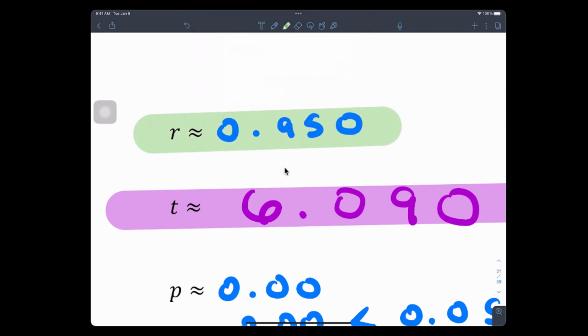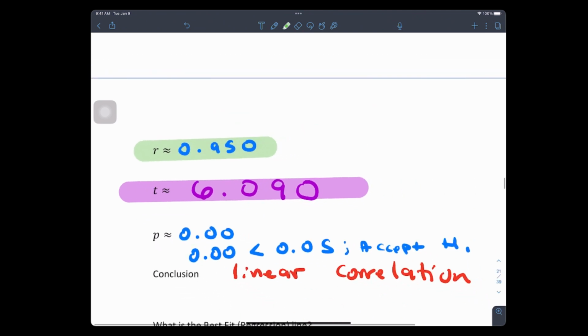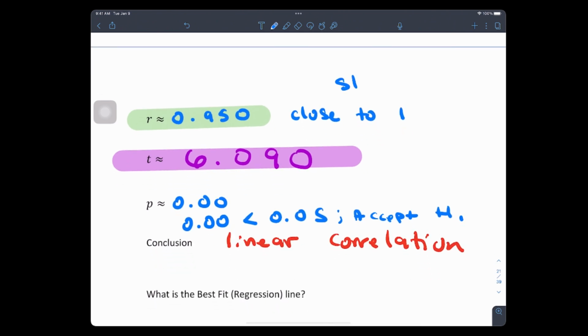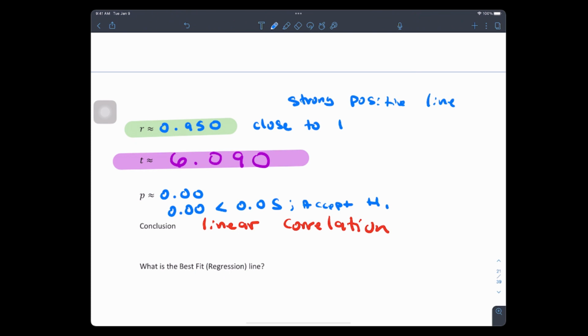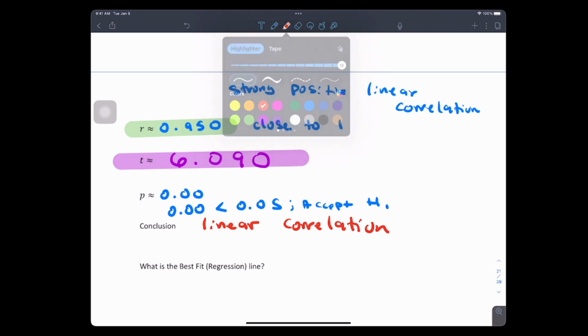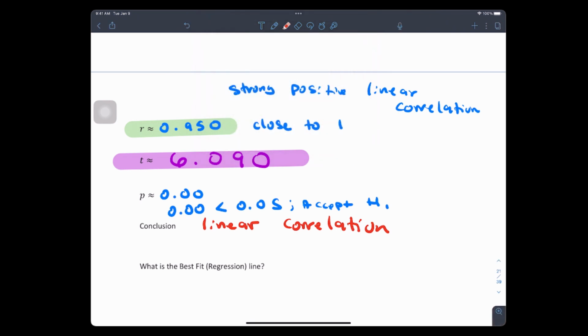What's interesting about R? R is close to what? Isn't that close to +1? What does it mean if R is close to 1? Strong what? Positive linear correlation. So when R is close to 1, strong positive linear correlation. There you go, ladies and gentlemen. So now you know it satisfies all the linear correlation information.